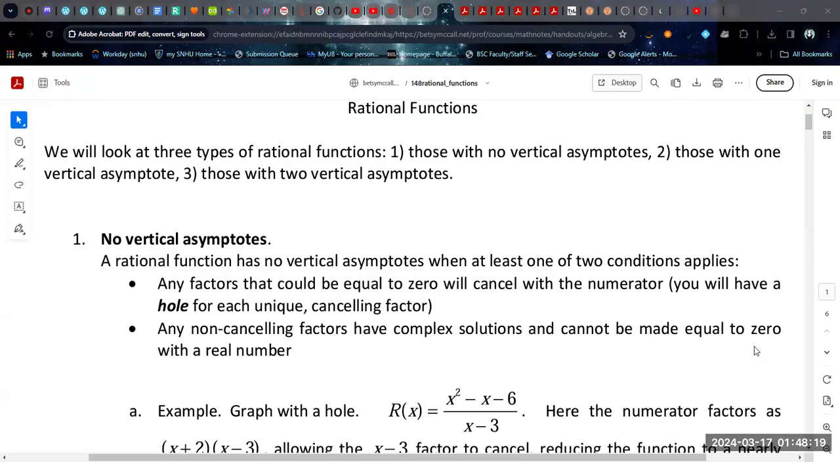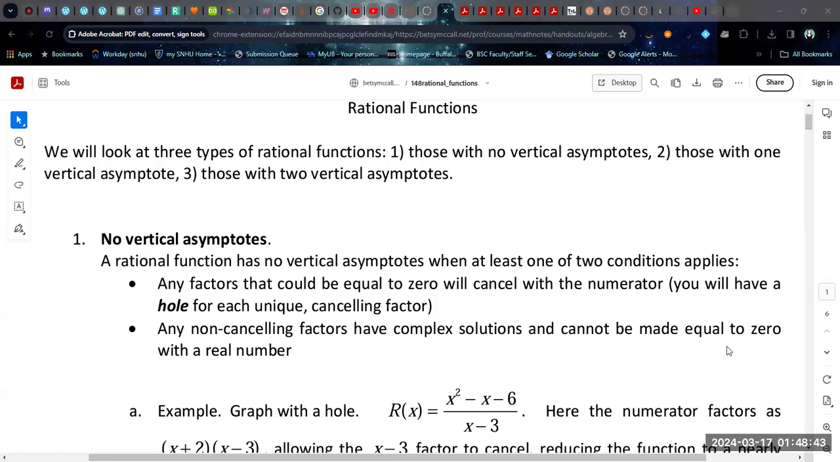All right, so in this video, we're going to be looking at several types of rational functions and what their graphs look like. So one type is a rational function that has no vertical asymptotes. We're going to look at some that have a single vertical asymptote, and then the behavior of graphs that have two vertical asymptotes.